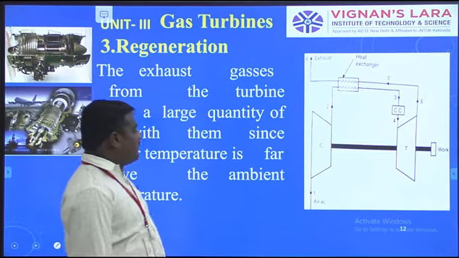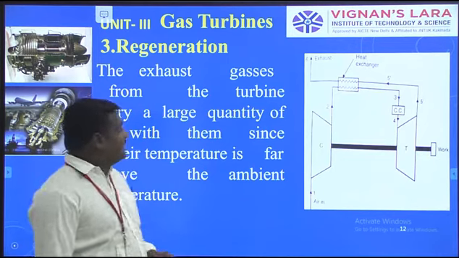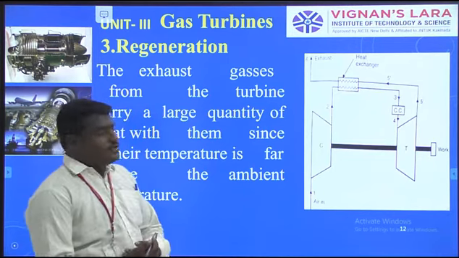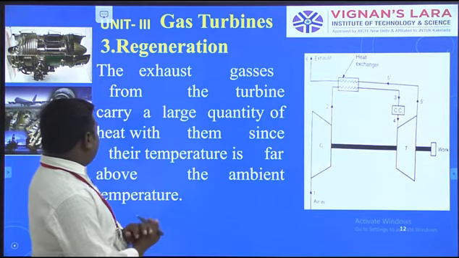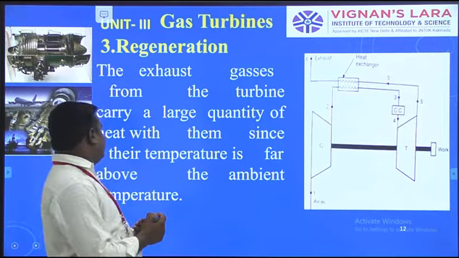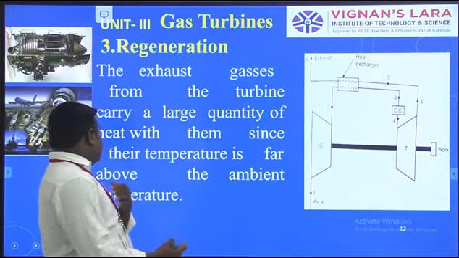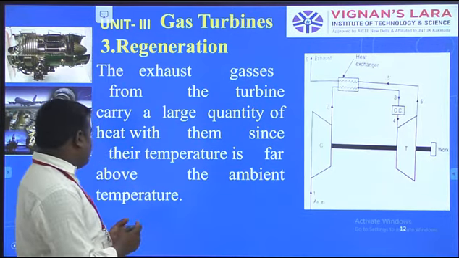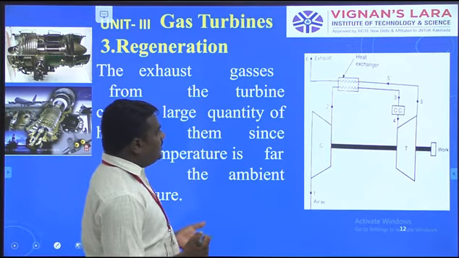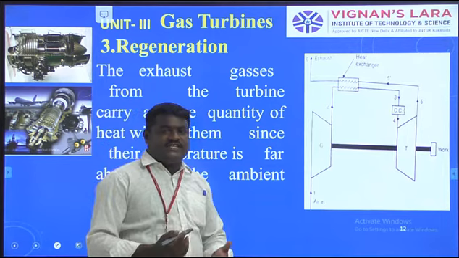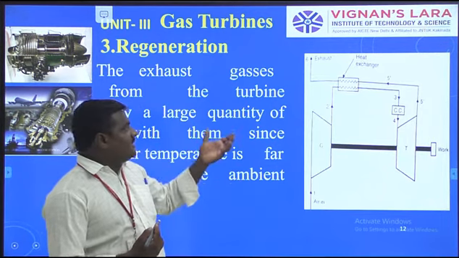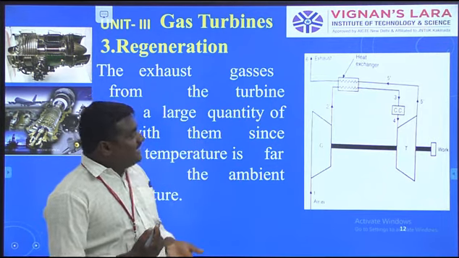Then this is the last topic of the third unit, that is the regeneration. In regeneration, the exhaust gases from the turbine carry a large quantity of heat with them, since their temperature is far above the ambient temperature. So here the heat exchanger will be there because of reheater regeneration. We are using that heat, that's why we have to use the heat exchanger.